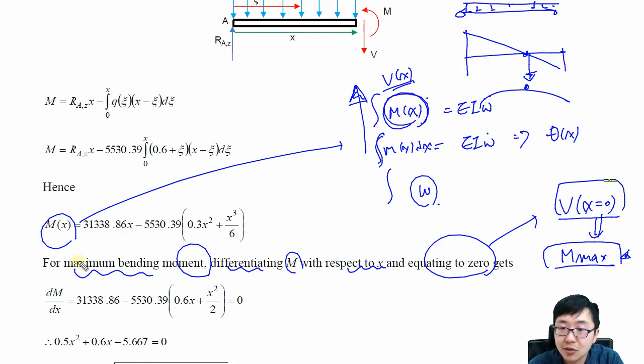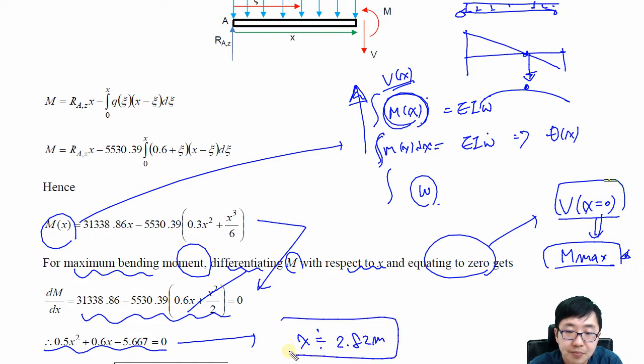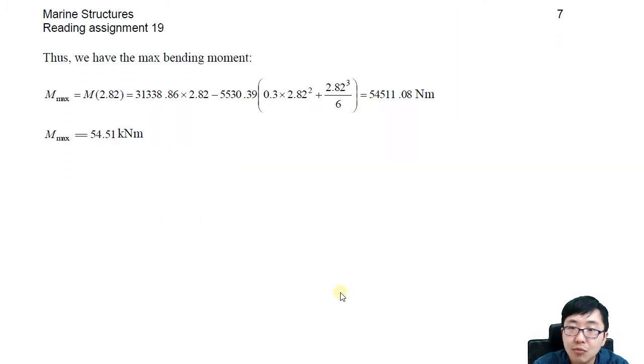Using this relationship, we can get this equation, set it equal to 0, and simplify it. Once you solve this one, the answer will be roughly 2.82 meters. And one more thing is the maximum bending moment. Just substitute this 2.82 into the original bending moment equation Mx, so that you can get this number.